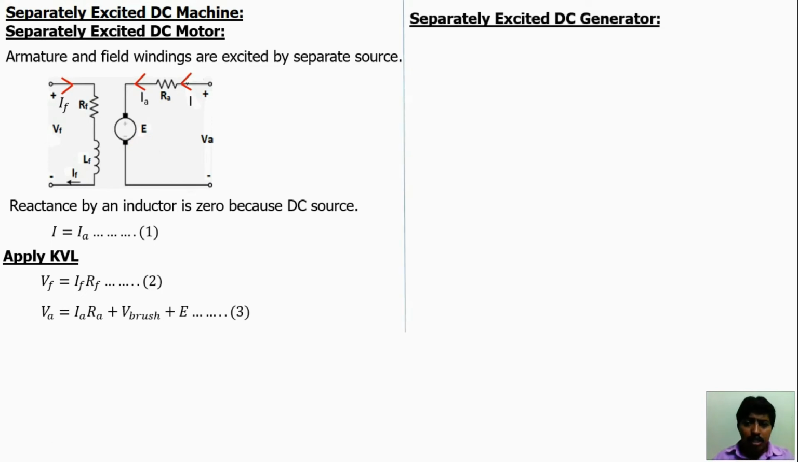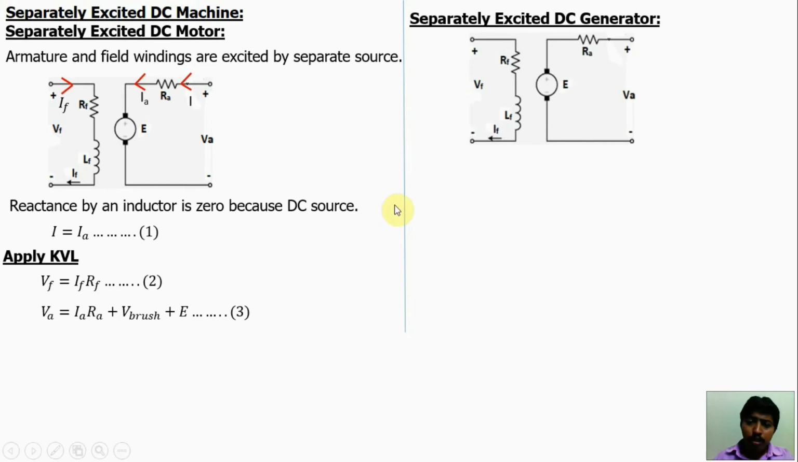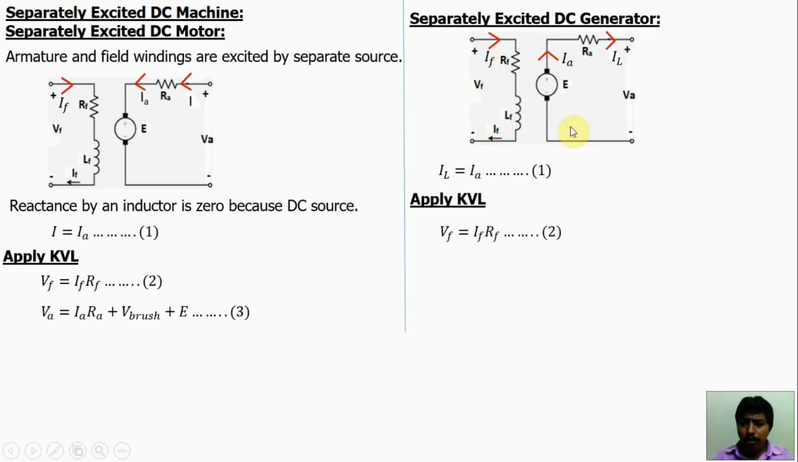For the separately excited DC generator, same concepts, but here the field windings are excited by the source. So the field current direction will be the same. This is excited. But here the armature current is developed at the spot, induced EMF is developed. This current will generate Ia, and this goes to the outside as load current. So IL is equal to Ia. Apply voltage law. VF is equal to IF RF. Here the input voltage is E, so E is equal to V brush, the brush drop, plus armature resistance drop IaRa, plus V.